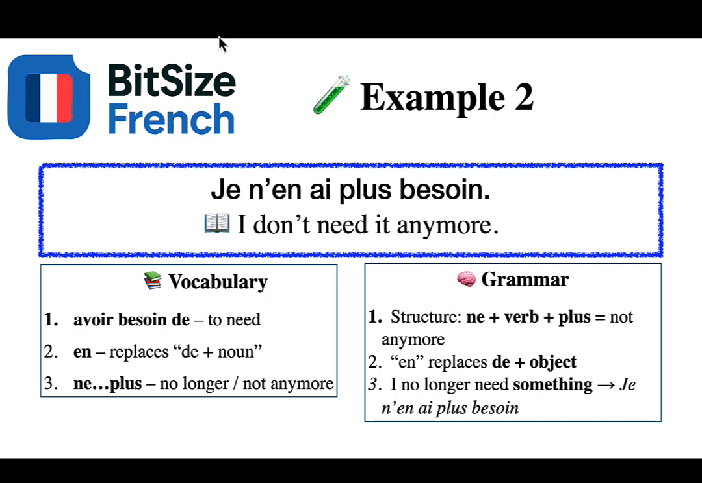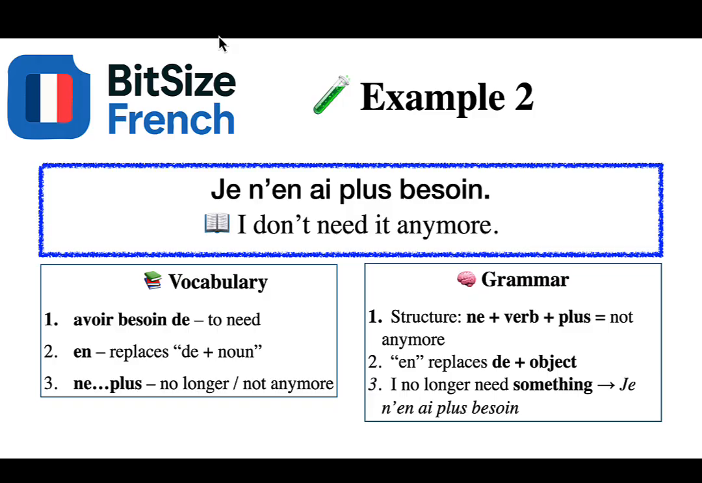Let's take a look at the grammar part again. The first structure is ne, verb, plus, which means not anymore. In this example, je n'en ai plus besoin, it becomes don't need anymore. The second one is en, which replaces the de plus object. Here the en is replacing the de plus the quelque chose after besoin. The third one is I no longer need something. It will become je n'en ai plus besoin.